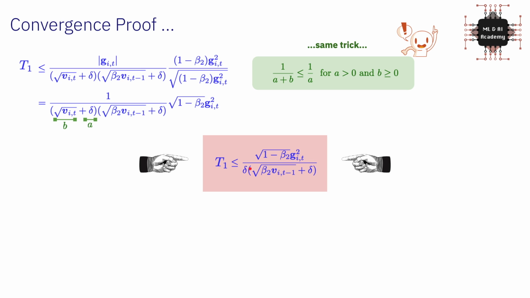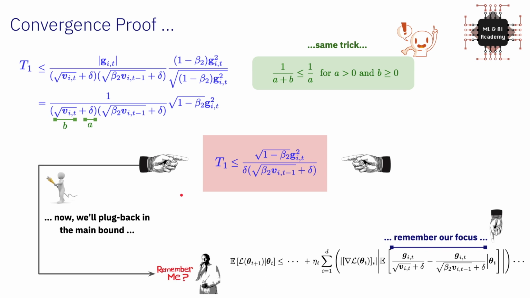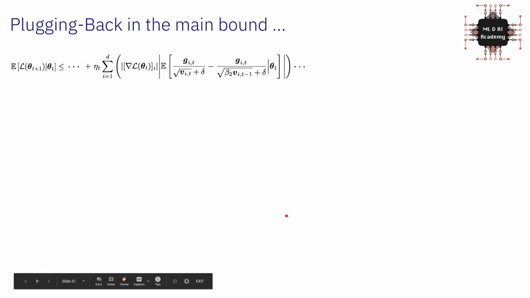So you might wonder where this delta came from. Remember, we're going to do 1 over a plus b is less than 1 over a. So 1 over delta plus V_{i,t} is just going to be less than 1 over delta. And that's where this delta pops up from. Good. So now we take this and plug it back in our original bound, and then we can get some nice equation about this first term, but we didn't finish, right? We're just halfway through. Good.